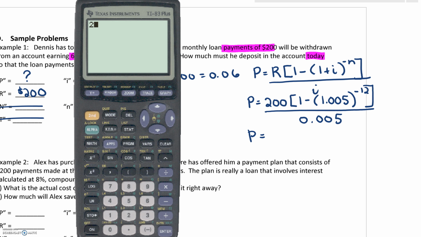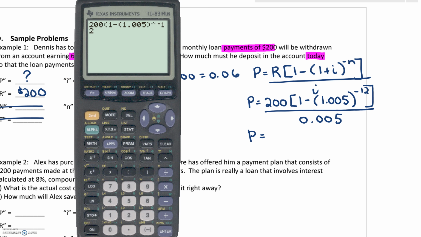So we're going to type in 200, open up a bracket for the square bracket, 1 minus 1.005, close that bracket. Oops, I forgot a bracket. So, sorry, I've got to go back. It's 1 minus, open up a new bracket, 1.005. So that's for the interest rate. The interest rate kind of gets its own bracket.